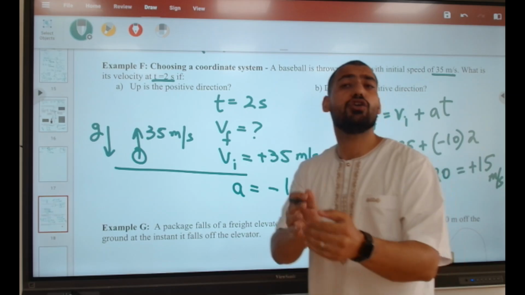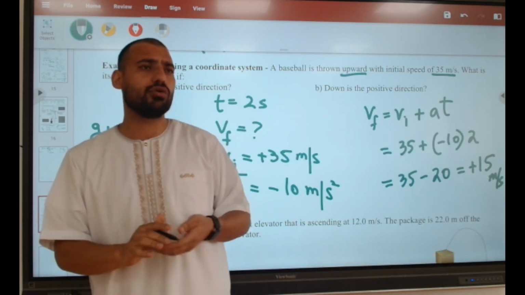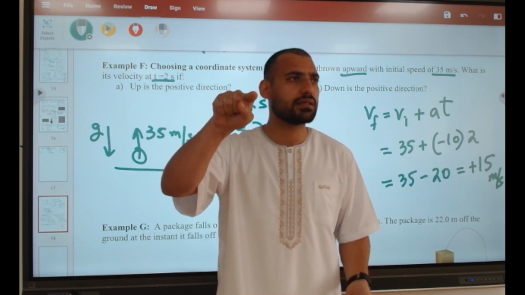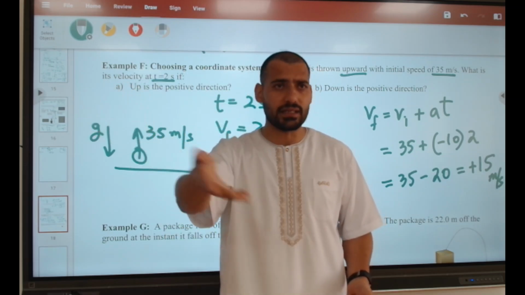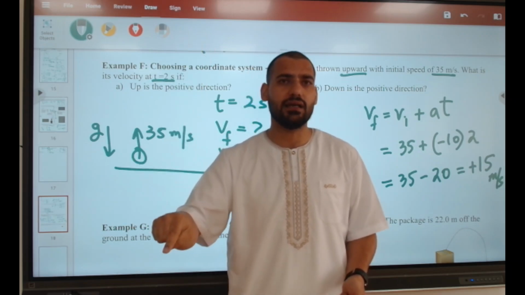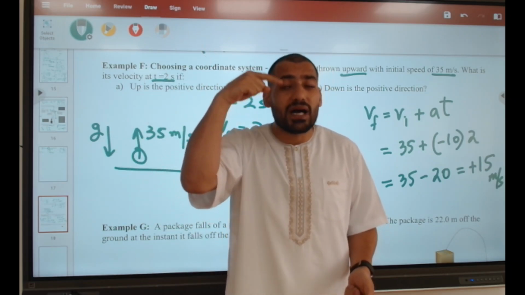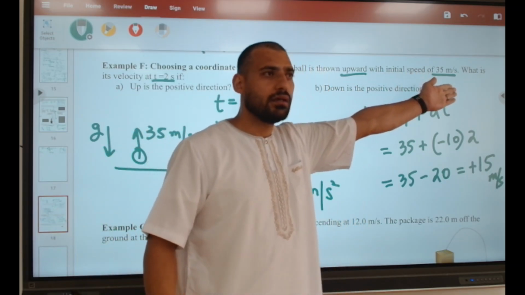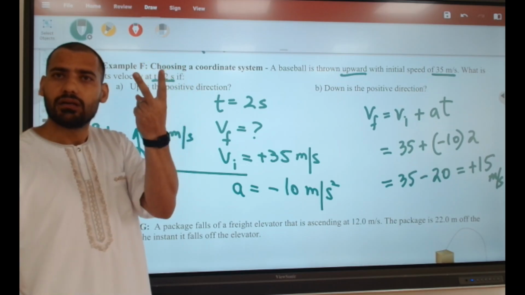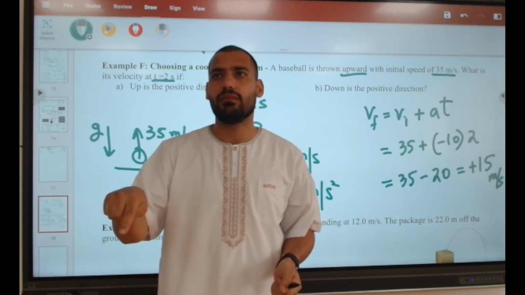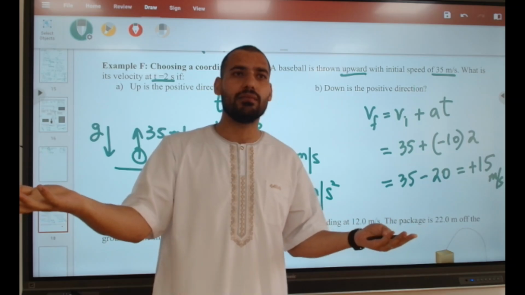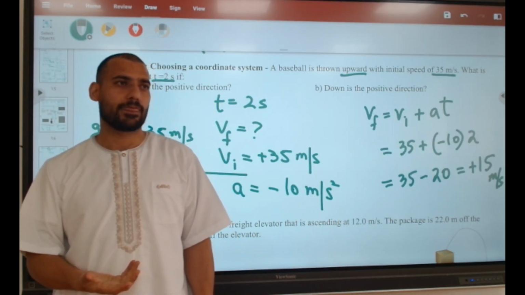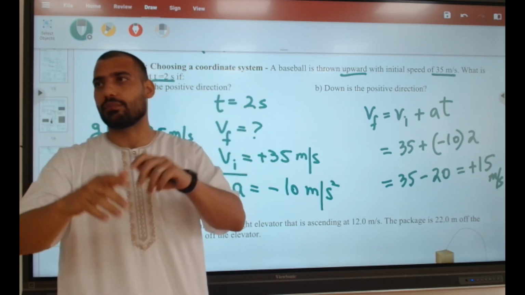If you are smart enough, you don't need to solve it. Because per second the velocity will decrease by 10, isn't it? What was the speed? 35. After how many seconds we have to calculate? So 35 after 1 second will become 25. After second it will become 15. Do you get it? Yes. We don't need equations if you understand what is happening.